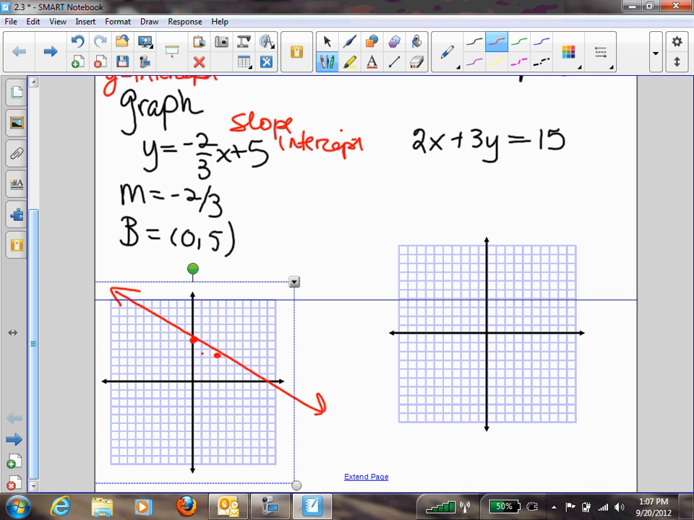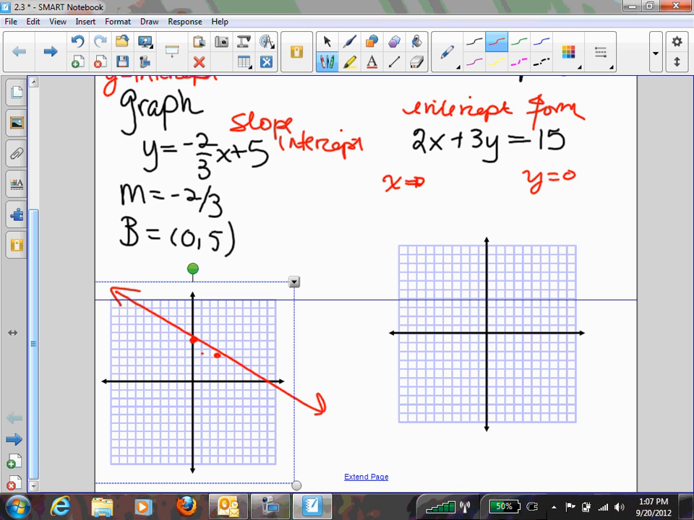You just need 2 points. 2 points are all you need to be able to draw the graph of a line. Okay? Now, this is in intercept form. And what's really nice about that is if you want your x-intercept, that means y is equal to 0, right? Because the x-intercept is where it crosses the x-axis. Would you agree? And so that means the y value is 0, correct?